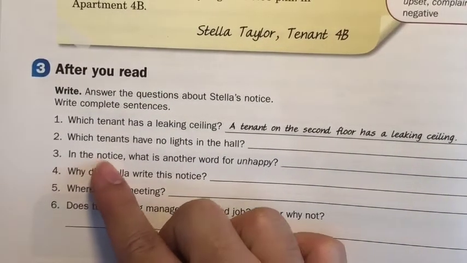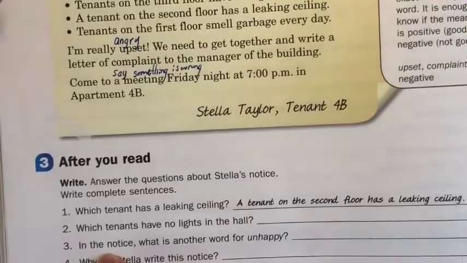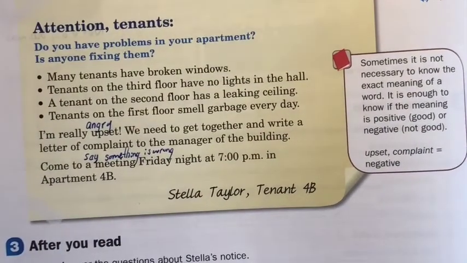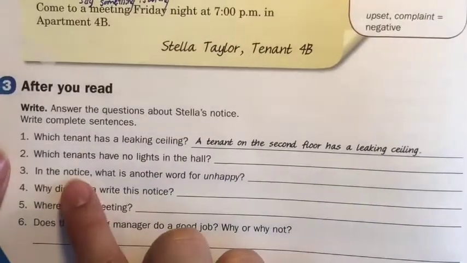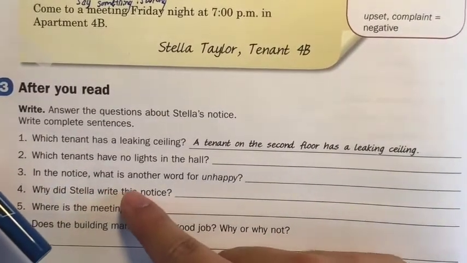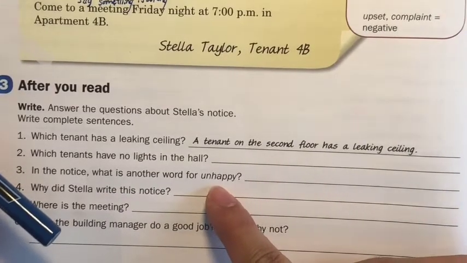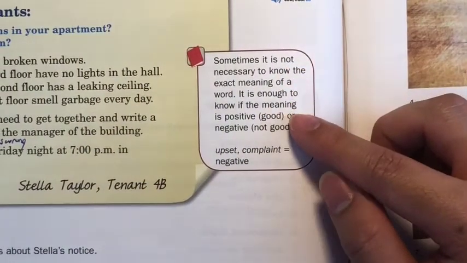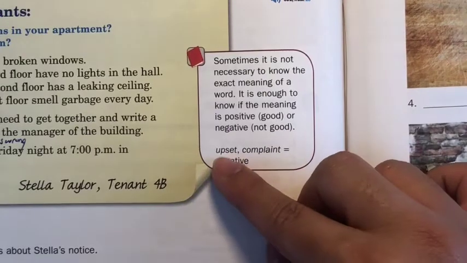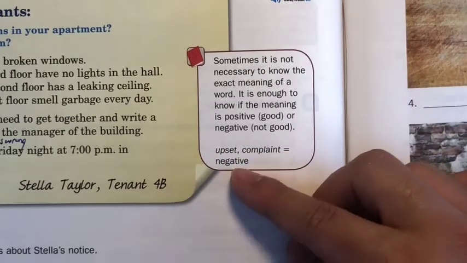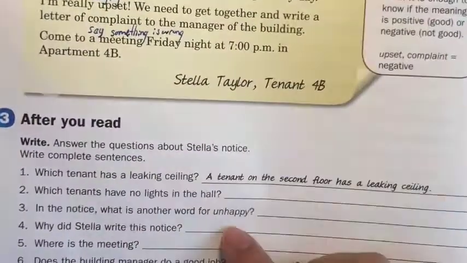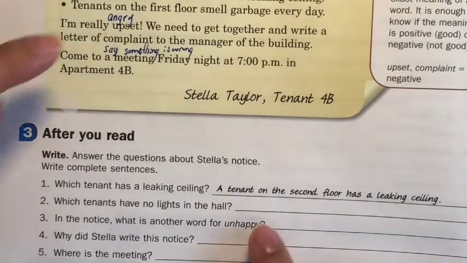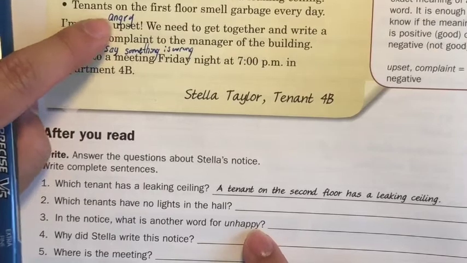Let's look at number 3. In the notice is another word for the paper saying all of this. So this paper is a notice or just a message. A notice is a message. So in the notice, what is another word for unhappy? Well, let's look at this here. Let's just look at the bottom. Upset, complaint, these are negative words. Now, these are bad things. So unhappy is another way to say upset. So what is another word for unhappy? Upset or angry or sad.